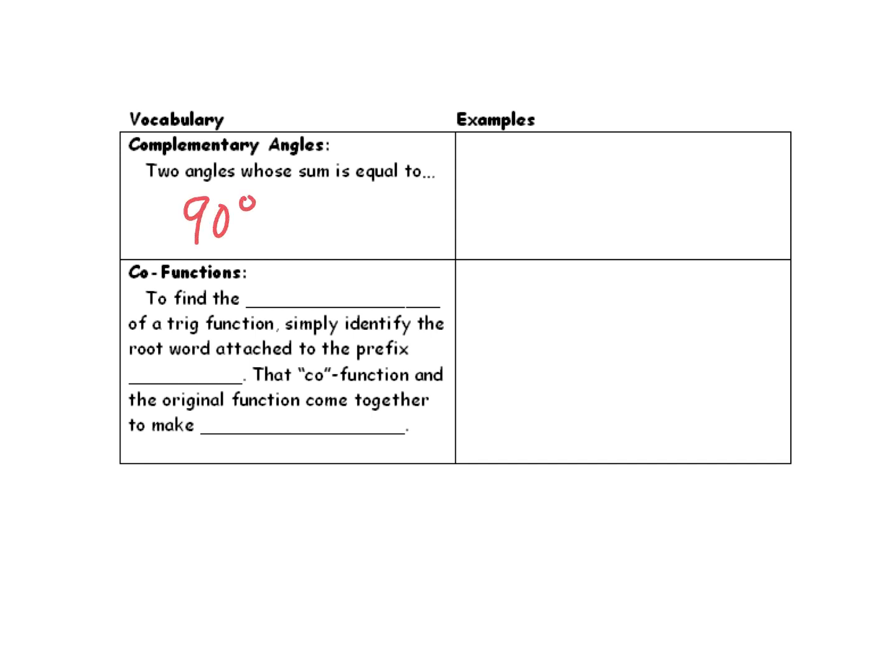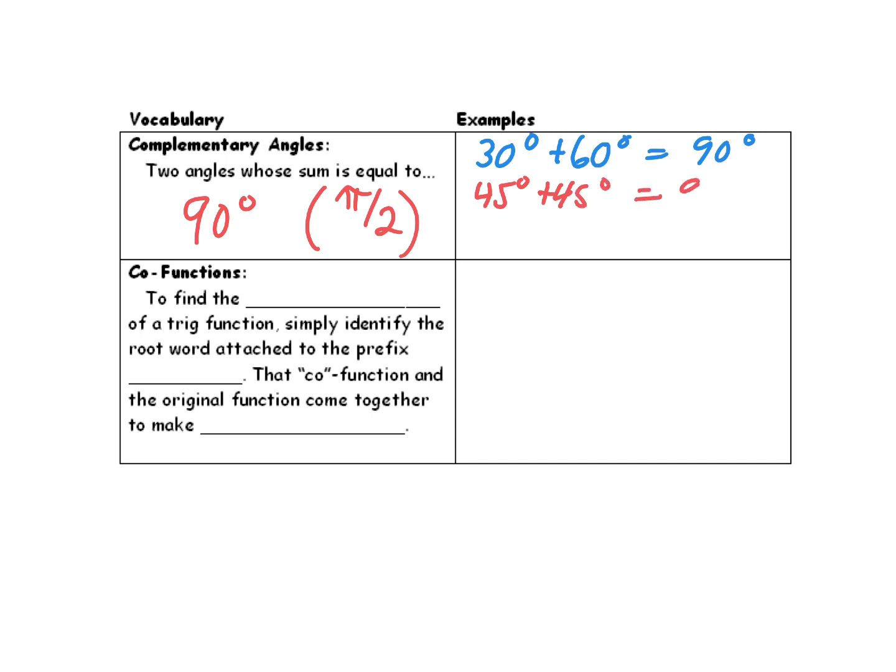Okay, wait. It gets better. Remember that in this class, 90 degrees is the same as pi over 2. So we have some versions of that. So for instance, things that add up to 90 quite commonly would be like 30 degrees and 60 degrees. If you did 30 plus 60, you'd get 90. That makes 30 and 60 complementary. Or, you know, you could do 45 and 45.